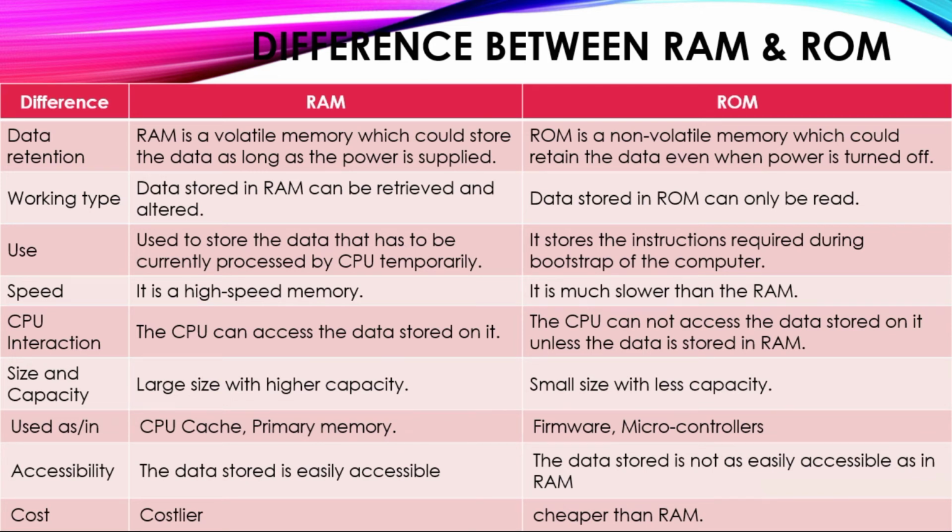RAM पे जो भी data store होता है easily access कर सकते हैं. The data stored in ROM is not as easily accessible as in RAM. ROM का जो भी data है it's not as easily accessible as of RAM. RAM is costlier as compared to ROM and ROM is cheaper as compared to RAM. So this was the difference between RAM and ROM.